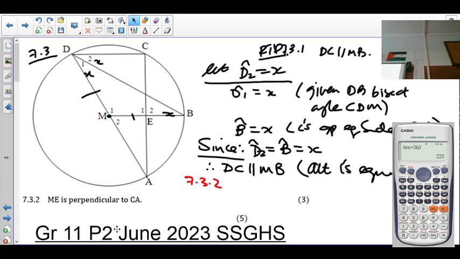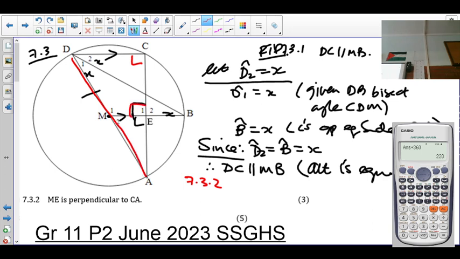Yes, these lines are now parallel. So, if perpendicular means you say it's 90, we must prove this is 90, or that is 90 degrees, the same. But what do we know at this point? We know that angle C is 90. Why is angle C 90? Angle in semicircle. But this is also 90.